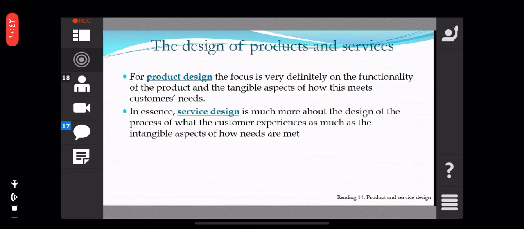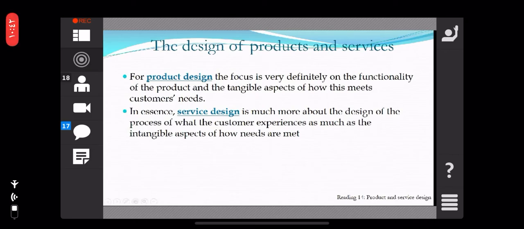Okay, the design of products and services. For product design, the focus is very definitely on the functionality of the product and the tangible aspect of how this meets customer needs. In essence, service design is much more about the design of the process of what the customer experiences as much as the intangible aspect of how needs are met. So this is product design and this is service design.